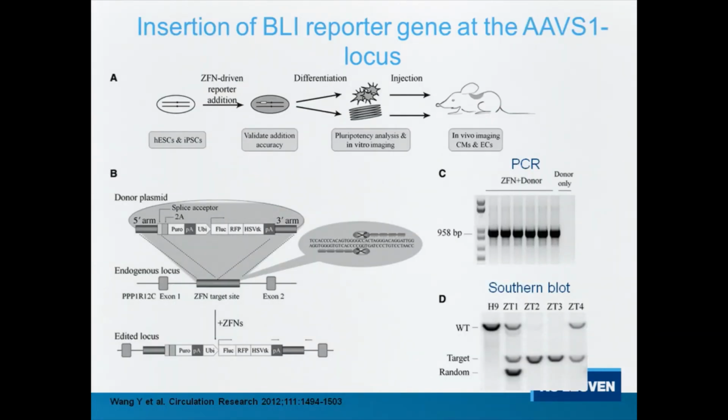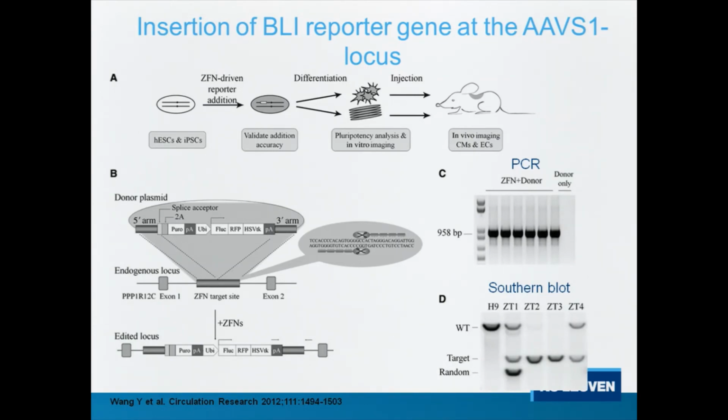And by end 2012, Joe Wu at Stanford had published a very nice paper where they showed that indeed it was possible, through the use of zinc finger nucleases, to introduce reporter genes, luciferase, HSV-TK into cells. And so here they show the scheme again. First you introduce the cells, then you can analyze if you didn't change the phenotype of your cells, looking at pluripotency for stem cells. And then this is the targeting approach they use.